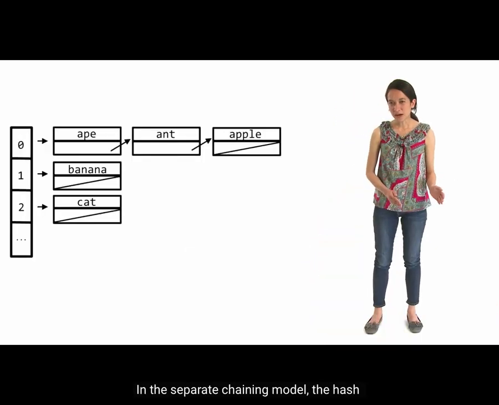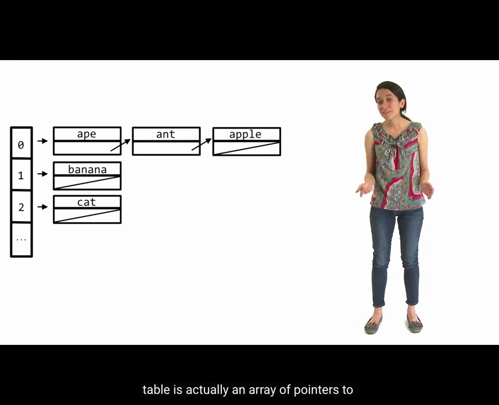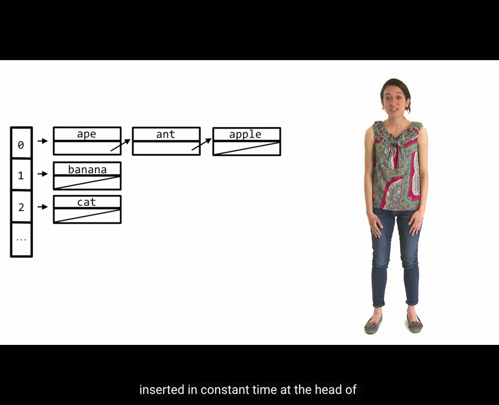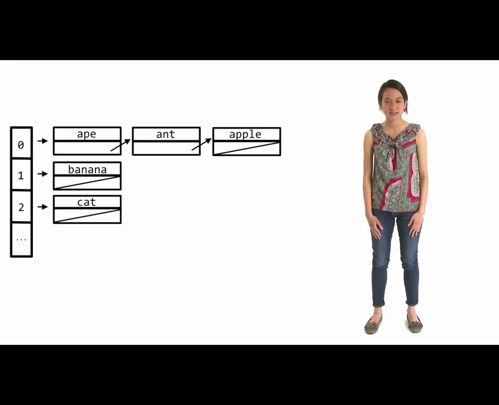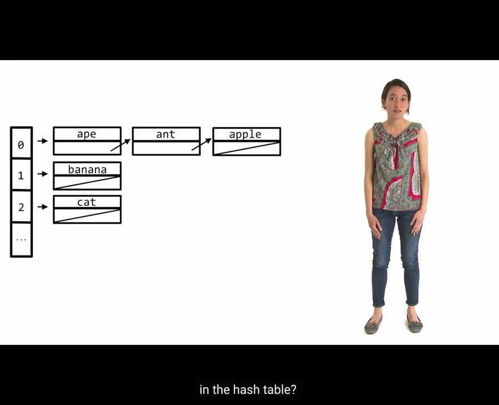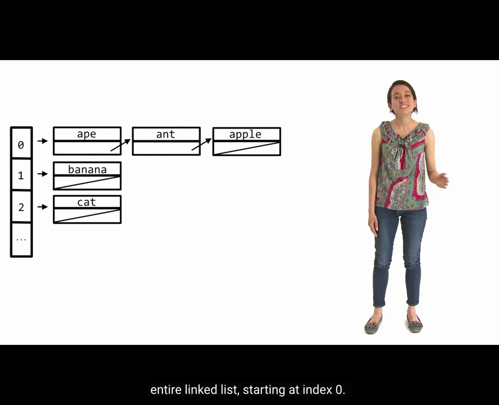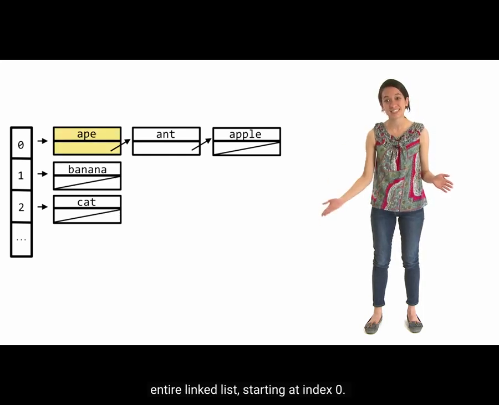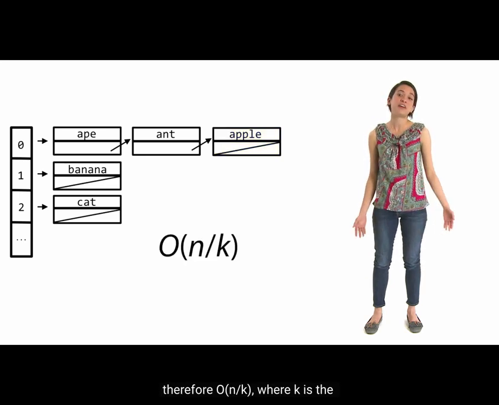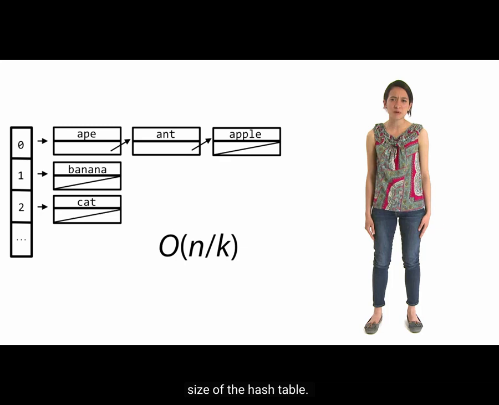In the separate chaining model, the hash table is actually an array of pointers to linked lists. When a collision occurs, the key can be inserted in constant time at the head of the appropriate linked list. What happens now when we search for Apple in the hash table? In the worst case, we must traverse the entire linked list, starting at index 0. The worst-case lookup time for a hash table that uses separate chaining is therefore O of n over k, where k is the size of the hash table.